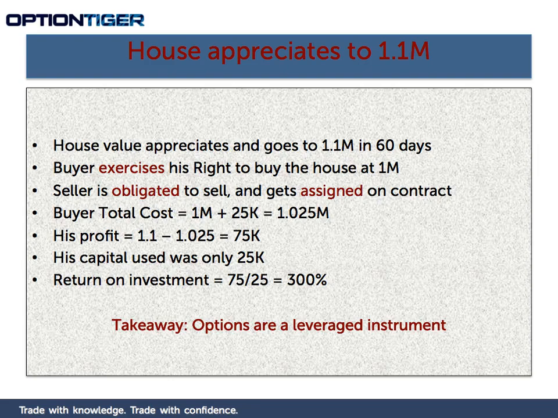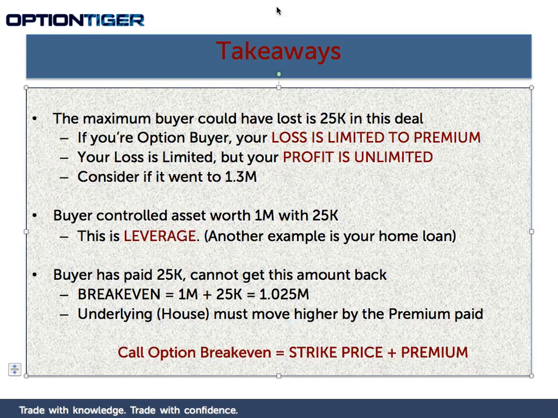A big takeaway: options are a leveraged instrument. So you will see that your returns, whenever you deal in options, can be magnified. And it can be magnified both on the upside as well as the downside. But let's just take a simplistic case here that we had the upside and therefore we could see a return of 300%. So there are actually three different takeaways from this example. So let's look at each one of them in detail.